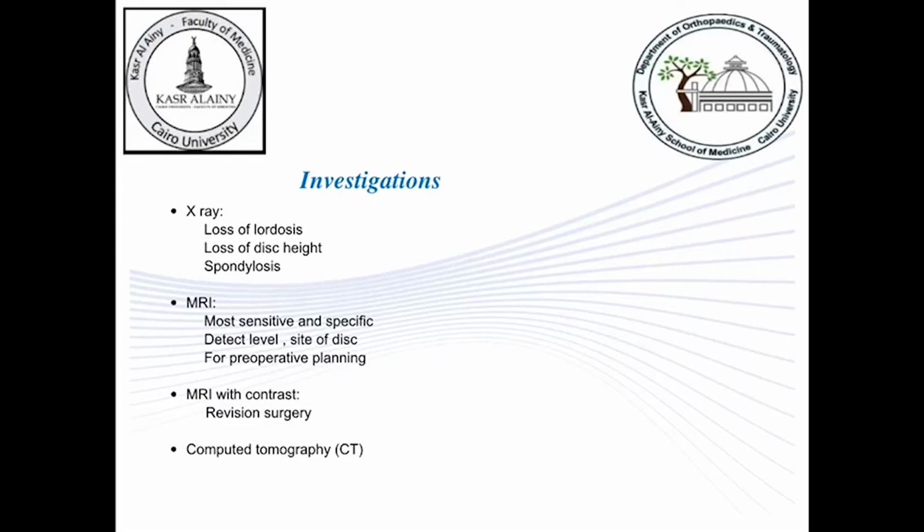Investigations. We usually do X-rays, CT, and MRI. The X-ray shows loss of lordosis, loss of disc height, and spondylosis. MRI is the most sensitive and most specific. It is the investigation of choice. It helps in detection of the level and the site of the disc and helps in preoperative planning. MRI can be done with contrast in case of revision surgeries to help differentiate between the recurrent lumbar disc prolapse and the fibrosis.